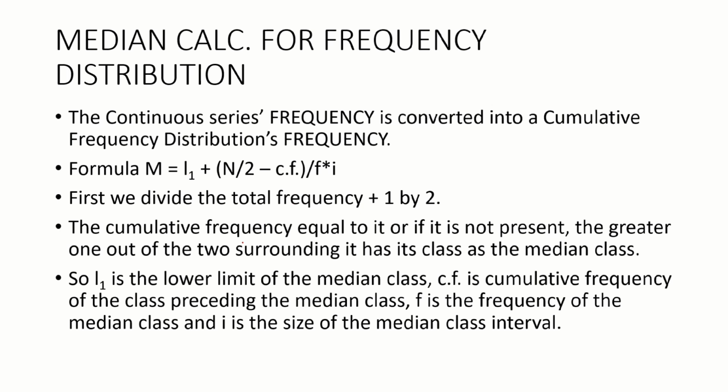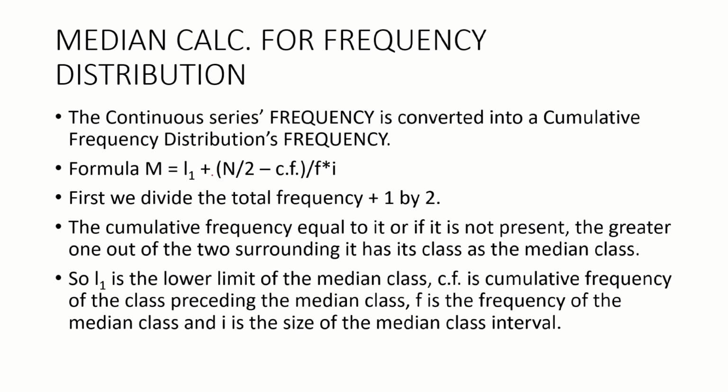So here what we're saying is that the cumulative frequency equals 31. What was 31 again? 61 plus 1 divided by 2, right? So 31 was not present. The greater one out of the two surrounding it was 40. So 40's class is the median class. Now the median class has a lower limit, remember? So the lower limit is L1. We apply every part of the formula and then just solve it.